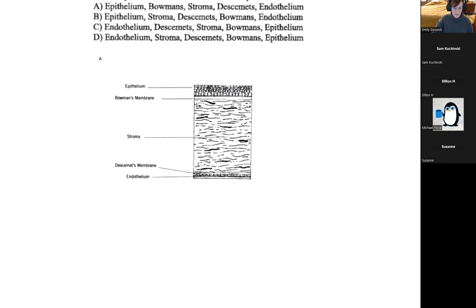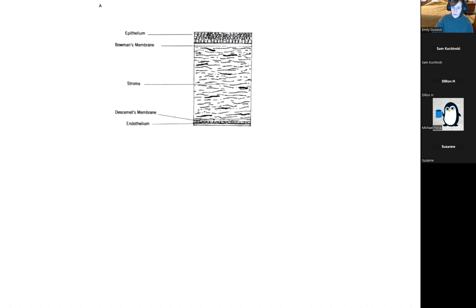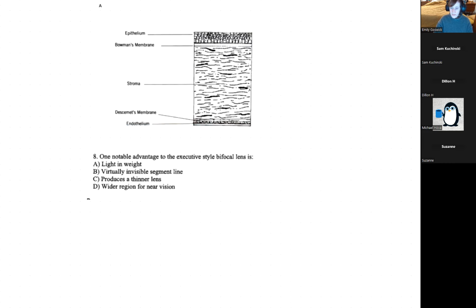All right, and then just to keep on going here with more questions. I'm just going in order from the questions that I had shared with you guys. I think it has been a couple weeks, but it's basically the same document. One notable advantage to the executive style bifocal lens is A, light in weight, B, virtually invisible segment line, C, produces a thinner lens, and D, wider region for near vision.